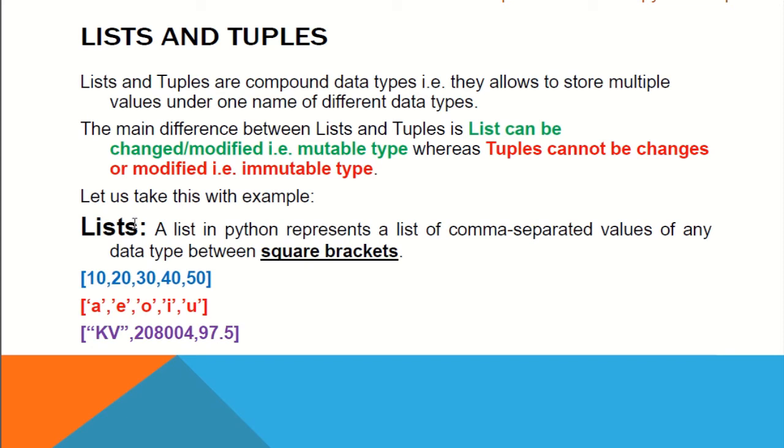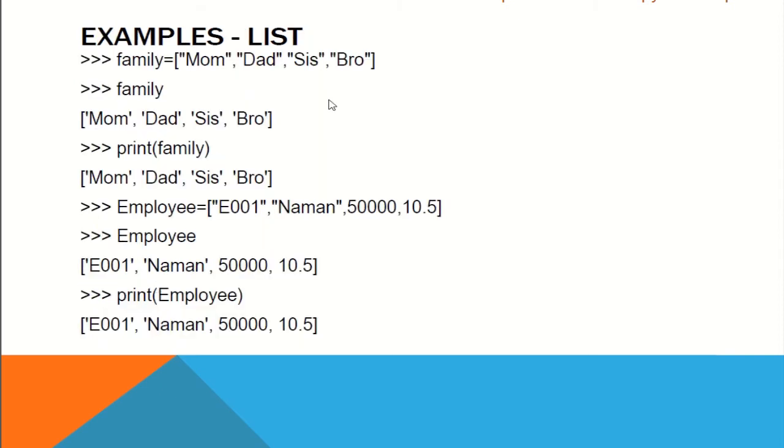So here is list. We can have the example. A list in Python represents a list of comma separated values of any data type between square brackets. You should remember the format, how all these data types are being stored. This will be utilized in further examples, so you have to remember it here itself. So a list is separated by commas using square brackets. Next, see the example of this.